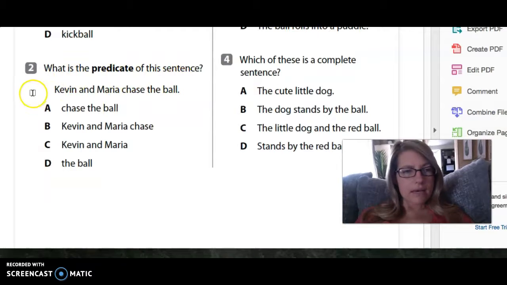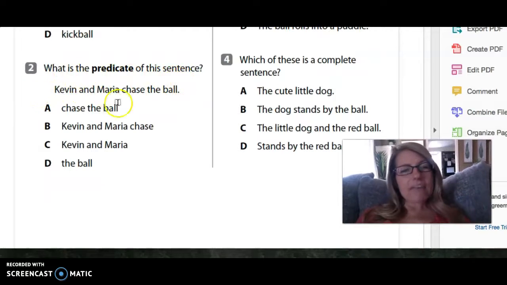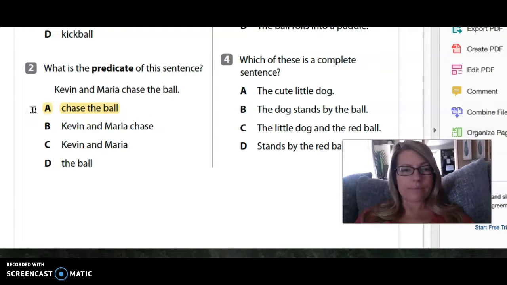What's the predicate of sentence number 2? Kevin and Maria chase the ball. A predicate is what they're doing. So what are they doing? Chasing the ball. That whole piece is our predicate, chasing the ball.